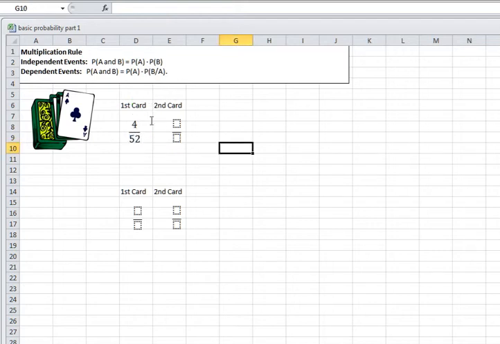Now, you notice I've got this listed twice, and the reason I've done that is to ask what happens if you replace that card. If you draw an ace, there's 4 chances out of 52 of getting it. If you replace that card, there's still 4 chances out of 52 of getting an ace on the second card. And you would multiply those together. That's 1/13 times 1/13.